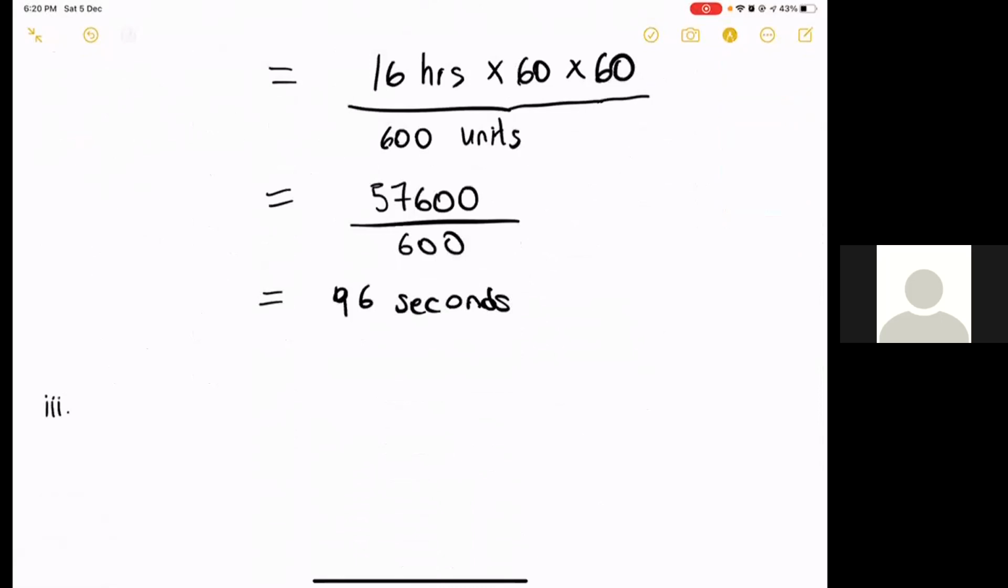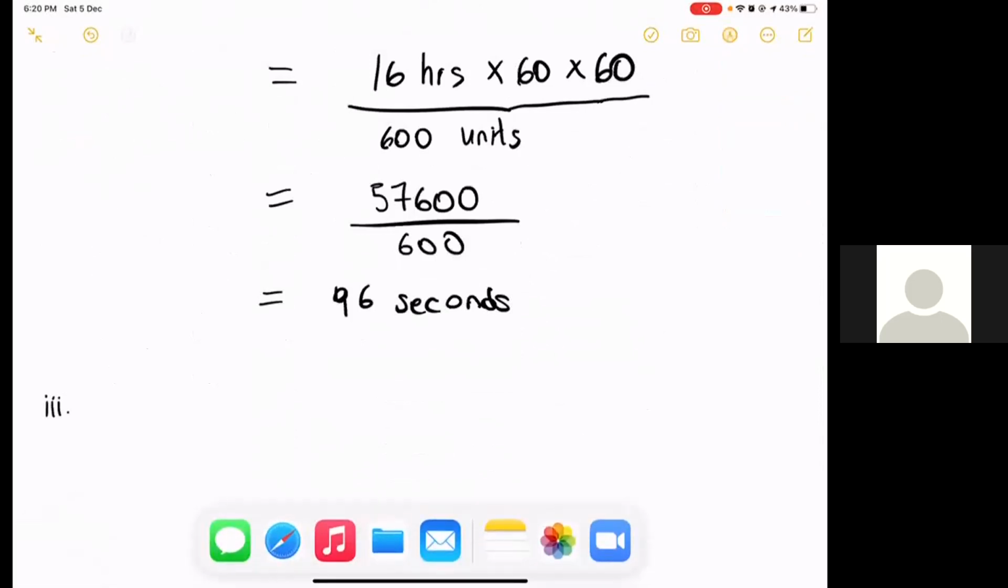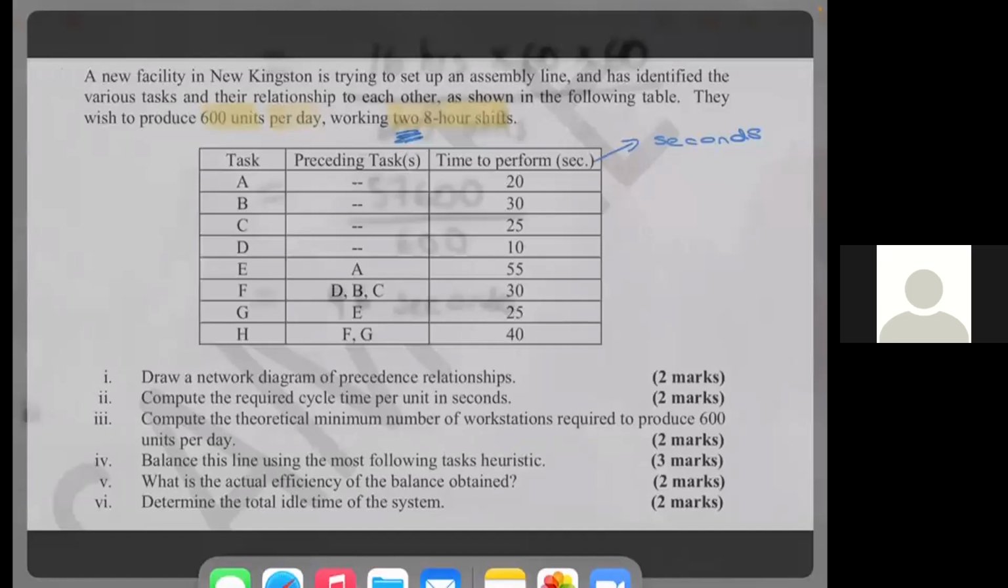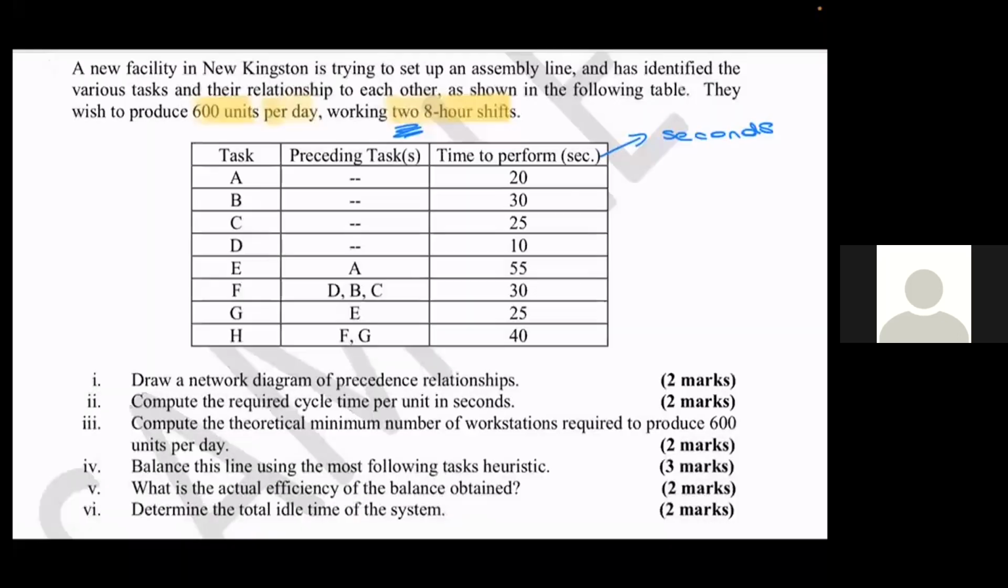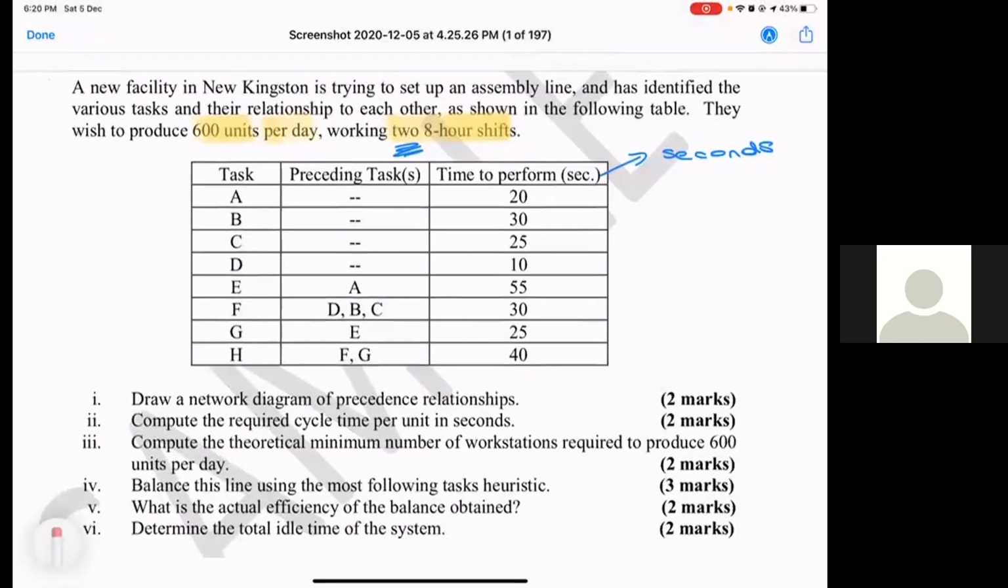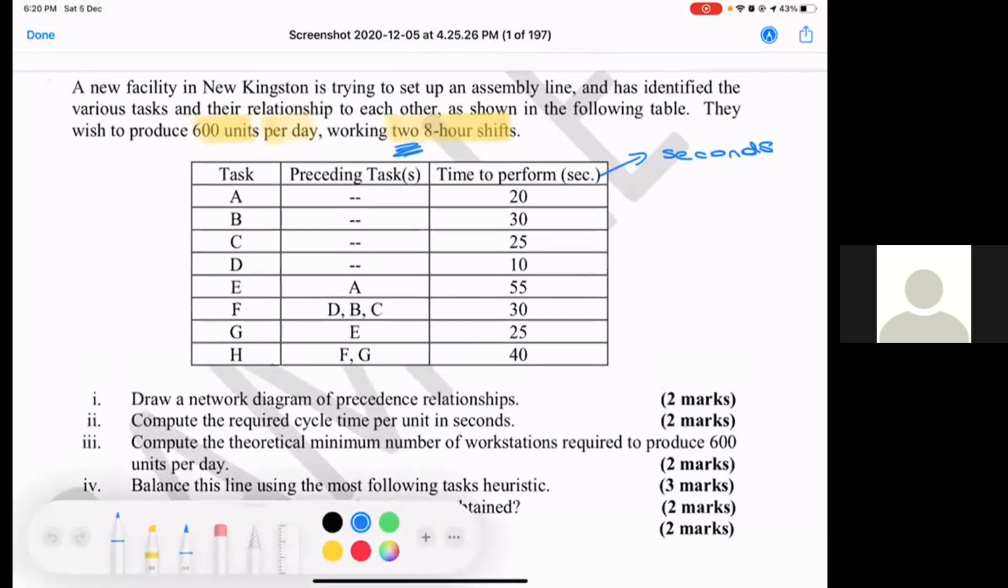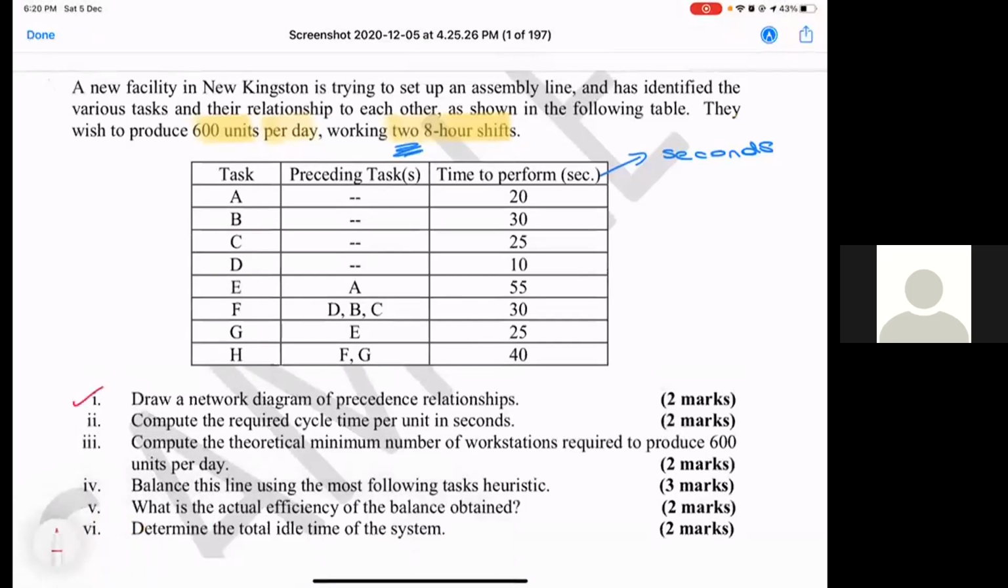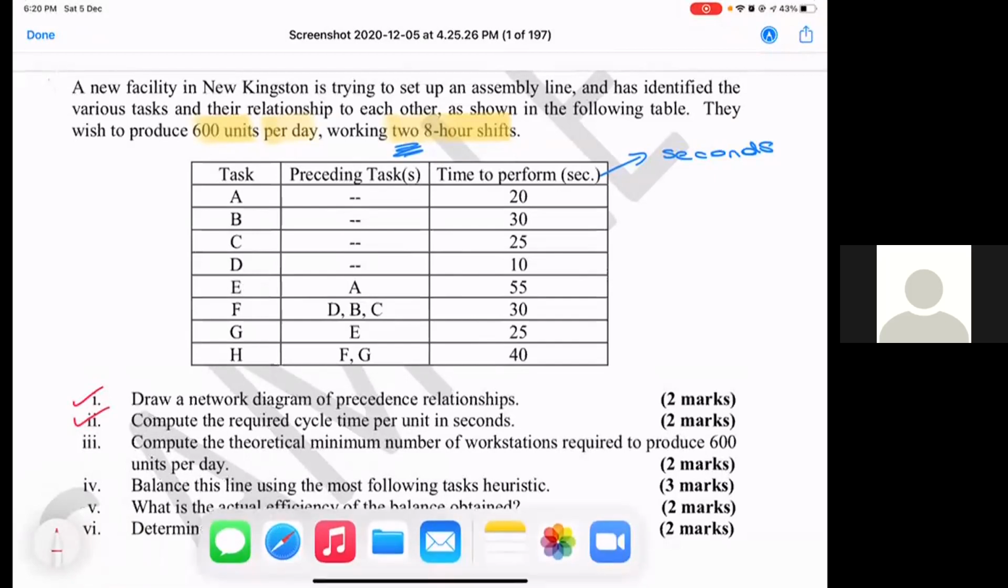Part 3. I believe part 3 asks us now. So we did this, did this, did this. So part 3 is asking us to calculate the theoretical minimum number of workstations required to produce 600 units per day. Theoretical minimum.